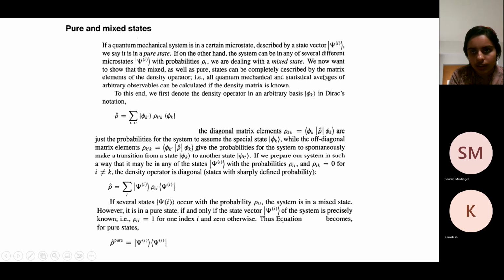So we now want to show that the mixed as well as pure states can be described by some matrix element of some operator, which we call the density operator. So we define this as your density operator, where rho k prime k.